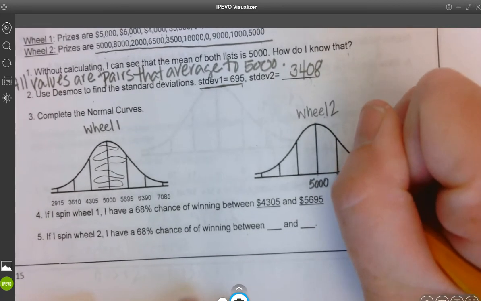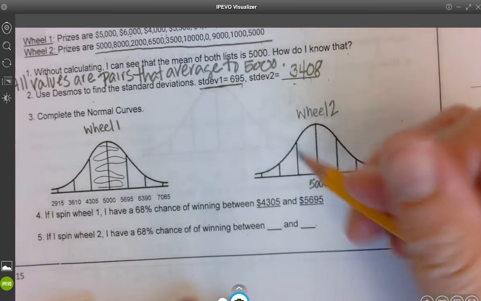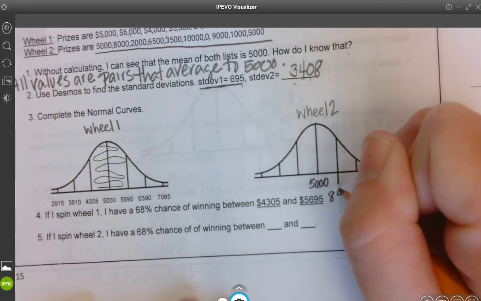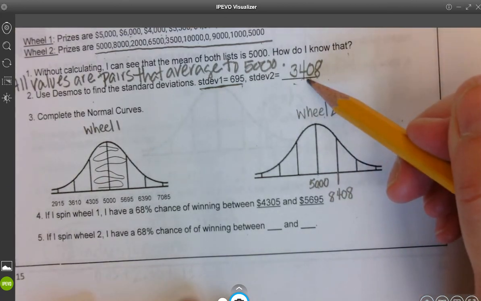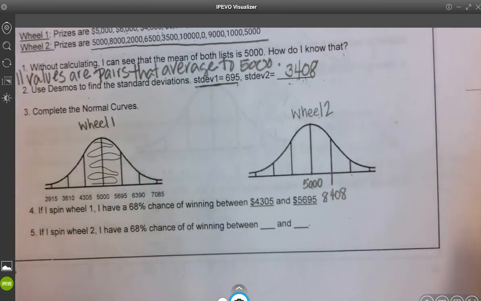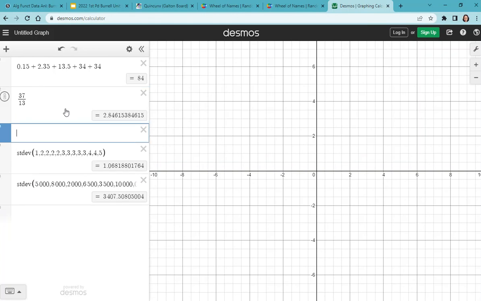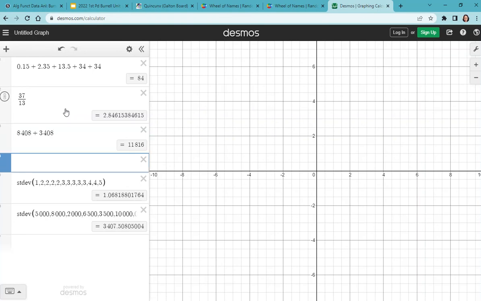And then the lines are going to add the standard deviation to get the next line. So I'm going to add 5,000 and 3,408 to get 8,408. And then I'm going to add 3,408 again for this line. And I need a calculator for that because I can't do that in my head. All right, so we're going to label that. So it was 8,408 plus 3,408. So that gets me the next line, and I'm going to need one more line, so I'm going to add again.